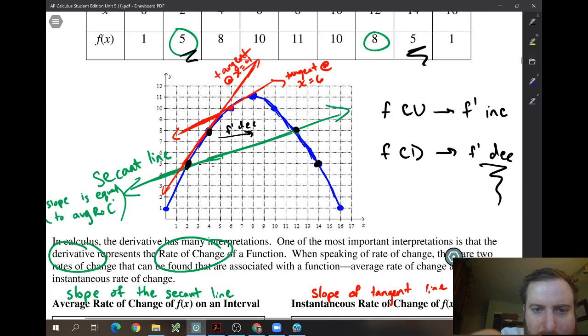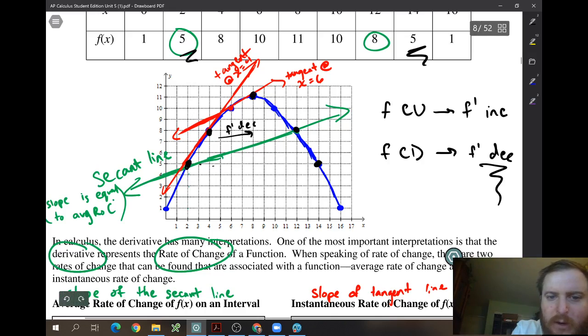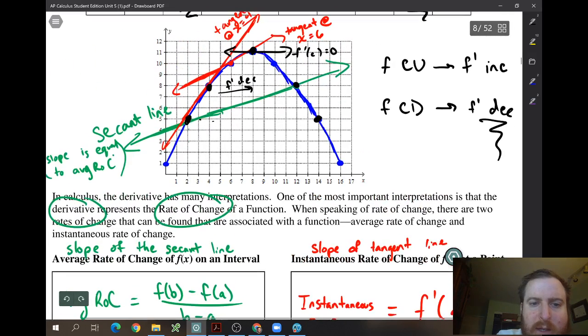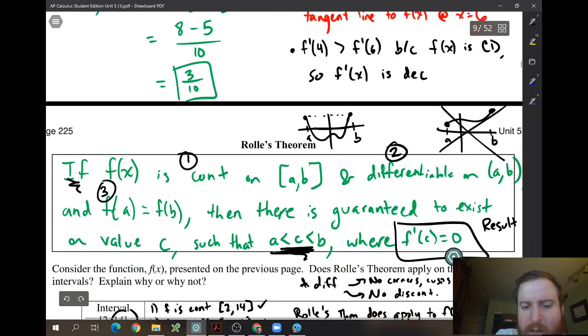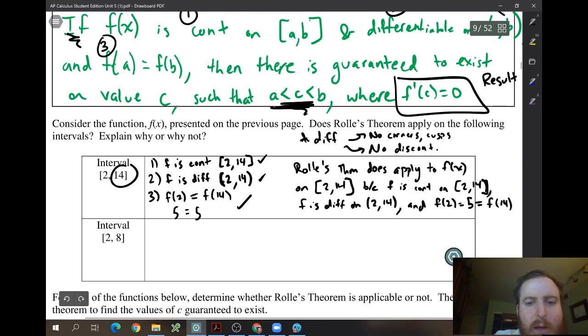And yes, at 8, right, if we drew that's where we would draw our f prime of c equal to 0. Right? So our value c in this case would be 8. That would be the x value where we had a slope of 0. Now, it didn't ask us to find it, so we don't have to. But that's just thinking one step further, right?